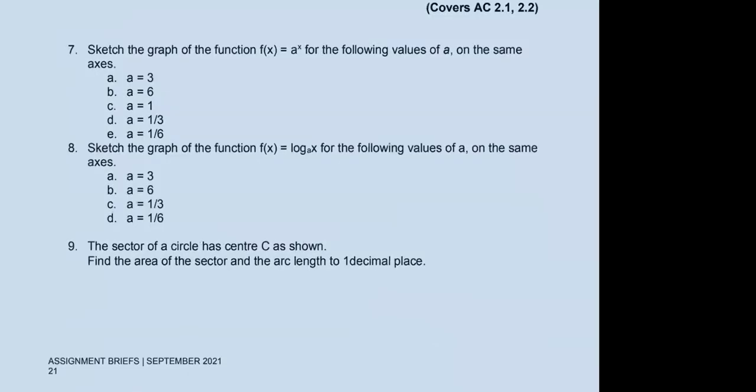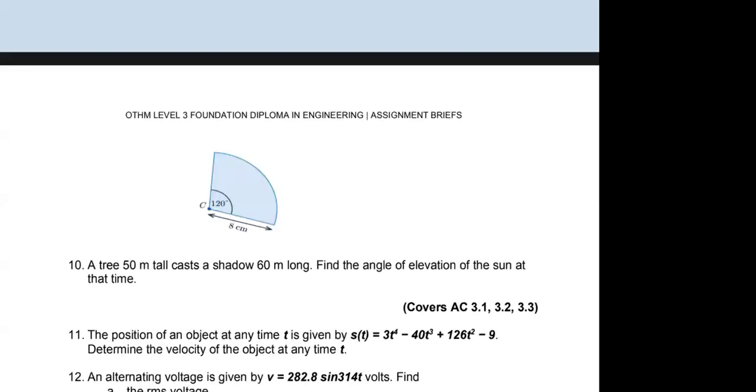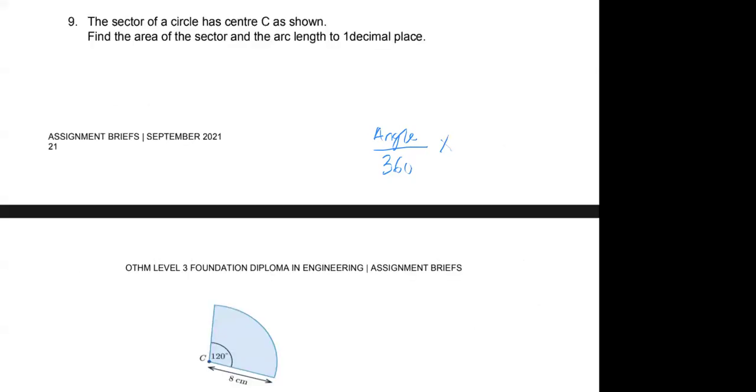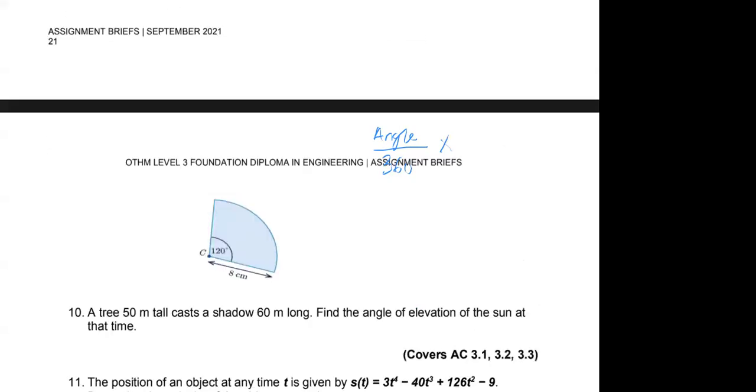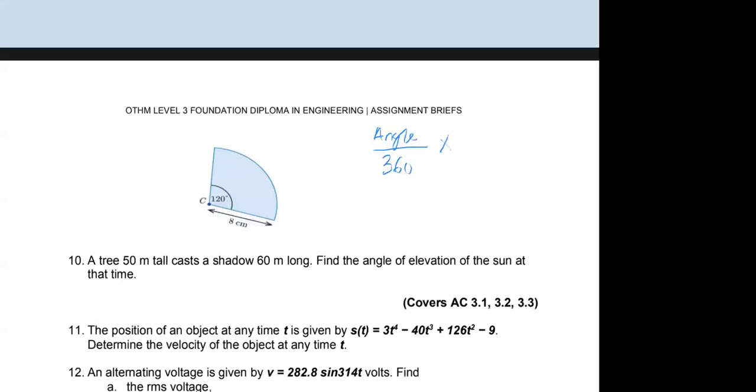Do you try and do this question? This one's, the formula is this. Let me see, maybe you can do this one yourself. It's going to be what? Angle divided by 360 times, it said to find what? Work out the area of the sector, okay? Times pi r squared.